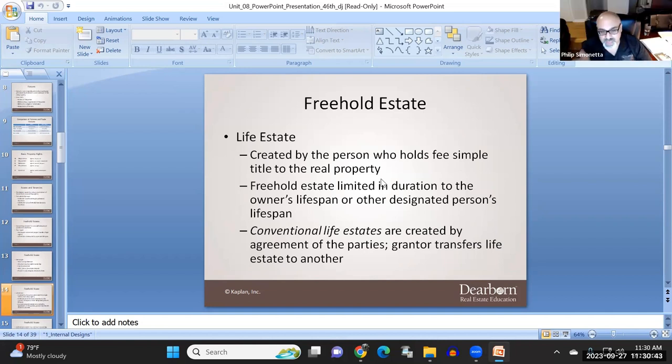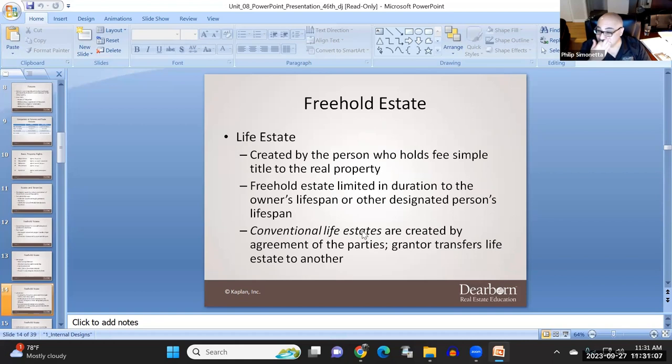So now, a conventional life estate is created by agreement of the parties. The grantor transfers the life estate to another. The grantor would be the freehold owner. I'm giving it to you, right? Got it. So that's how that works. Now, if they wanted it back, they'd probably have to agree and sign, or unless the person dies.